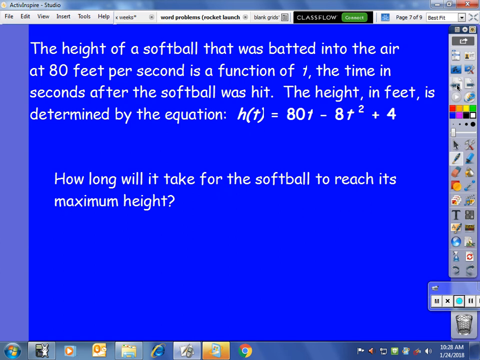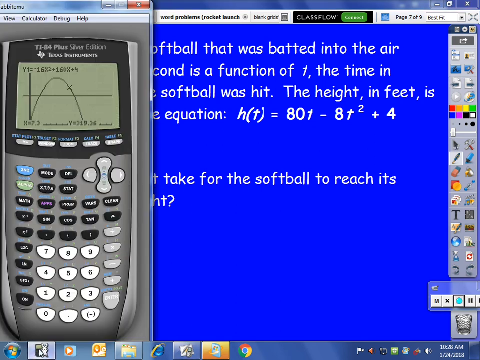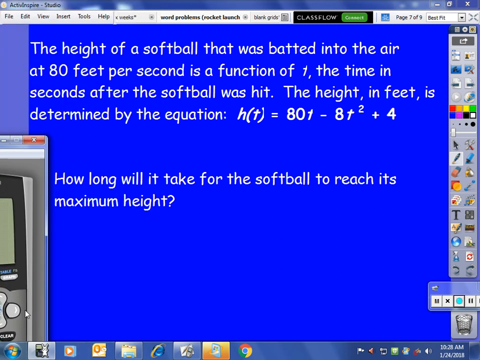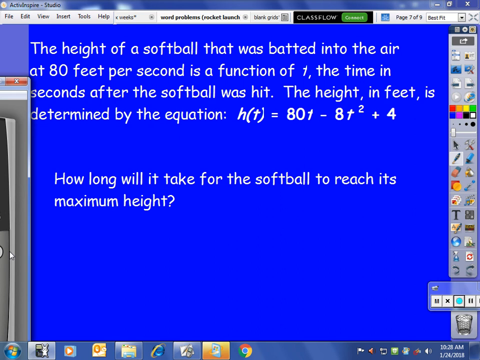We're going to look at a softball question. So everybody hit second plus 712 because I want you practicing changing your window. Everybody reset your calculator. Second plus 712. All right, now we've got a different situation. Read this situation. It's not a rocket anymore. It's a softball.